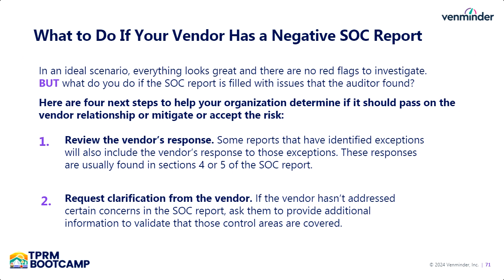So the first thing that I would recommend is that you review your vendor's response. Some reports will have responses baked right into them, right? The vendor will have a management's response to any exceptions, and they'll usually include any mitigating controls that may be in place or extenuating circumstances, and this can usually be found in section 4 or 5 of the report. And then request clarification from the vendor. It's absolutely appropriate for you to reach out to the vendor and say, hey, this doesn't sit right, can you provide some additional documentation? Maybe they have something that they've already produced that will help you to answer your questions.